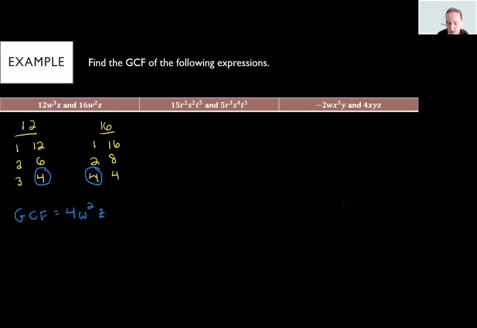So in the middle here, we've got 15R squared S squared T to the 5th, and then 5R cubed S to the 4th T cubed. With the numbers 15 and 5, the largest number I can divide out of both of those is 5. So I can divide 5 out of 5 and 5 out of 15. So that's going to be a part of my GCF.